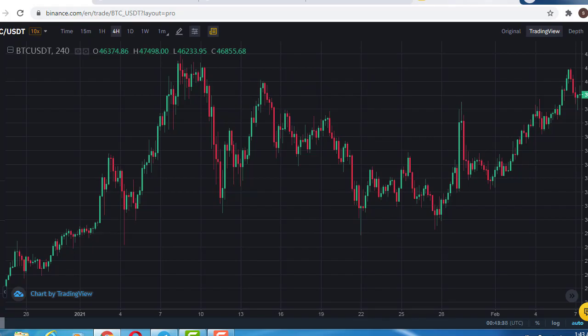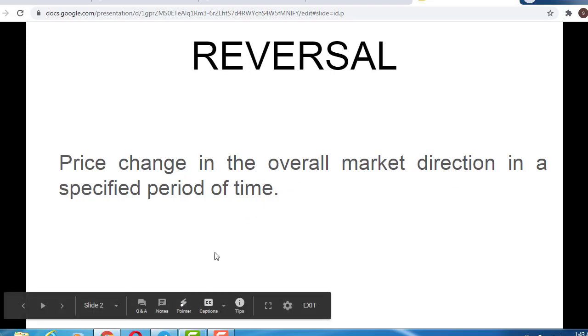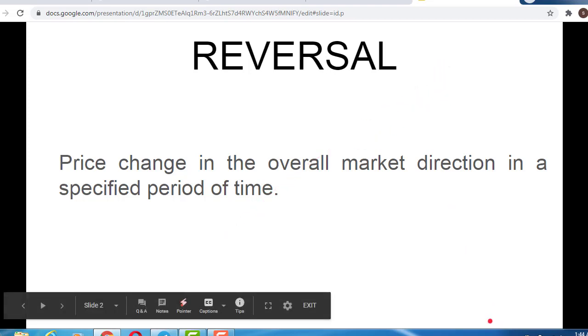Now let's get started. Reversal. Reversal means a change in price direction in a specified period of time. Let's say price was moving up and all of a sudden price now changes. Price was moving right up and all the way price turned back down and came down. That is a reversal. It's a change that occurs in the overall market direction.